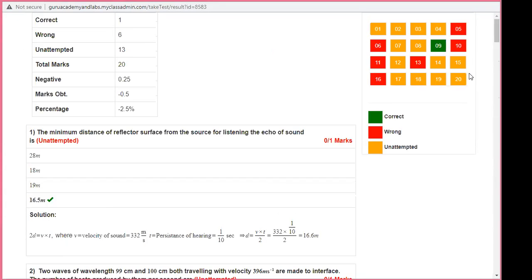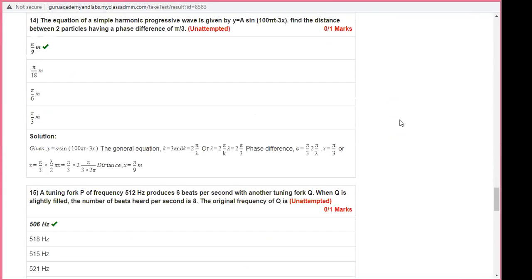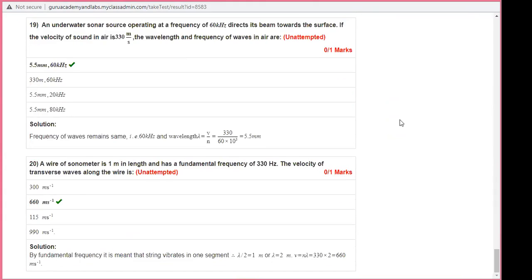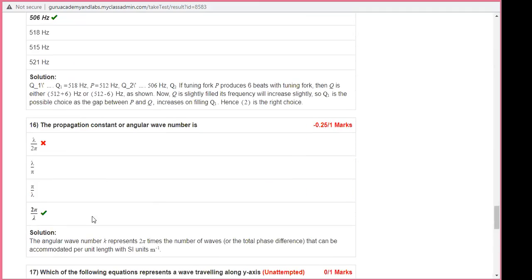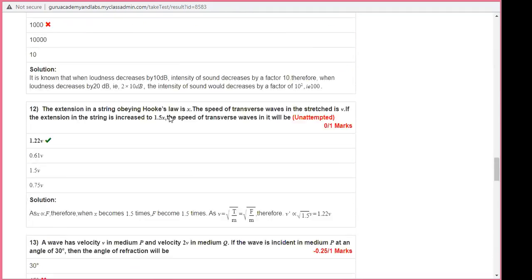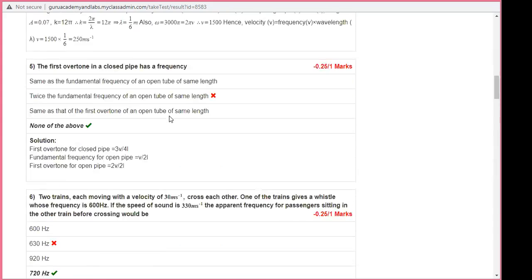Okay, you'll be having the question numbers here, green. So when you attempt something, it will change to a different color. So after the test, you will be able to see the solutions. You can study them.